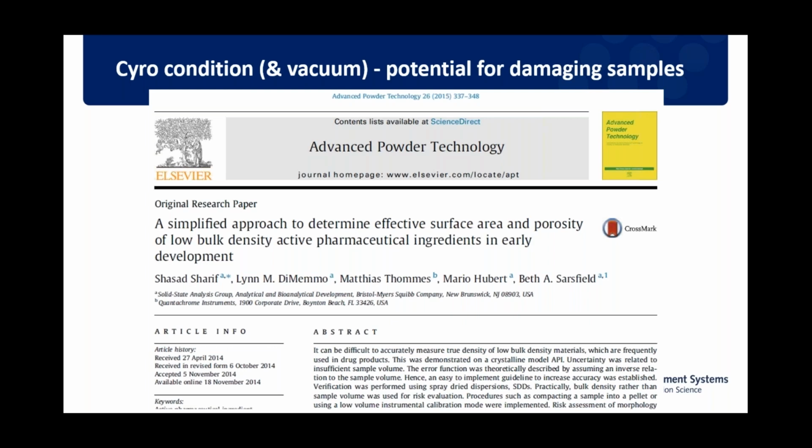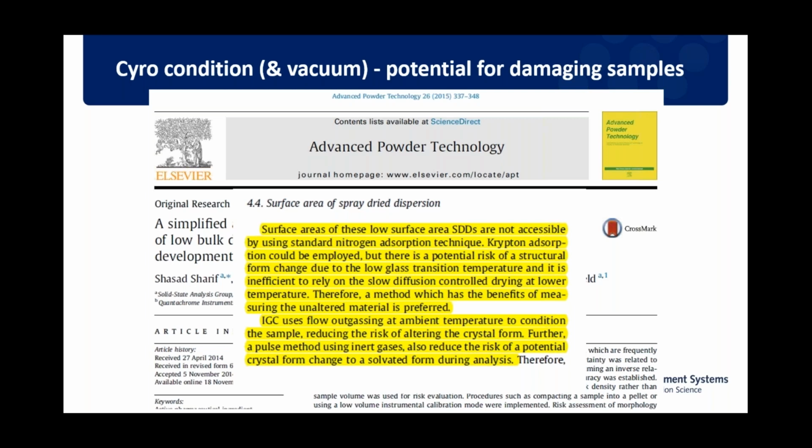The bottom line from this paper was that the nitrogen adsorption technique was not good enough to measure the low surface area, so Krypton could be employed. However, there was significant risk for structural damage from the low glass transition temperature, and it determined that IGC using a flow technique at atmospheric conditions reduced the risk of altering the crystal form. Thus, the pulse method by IGC also reduced the risk of potential crystal form change from the solvated form analysis.